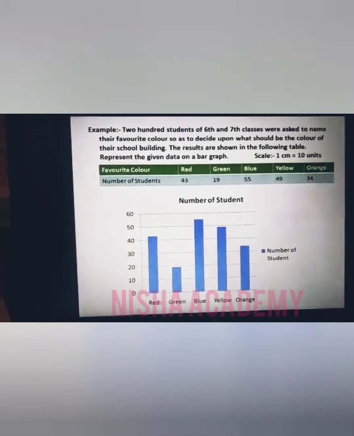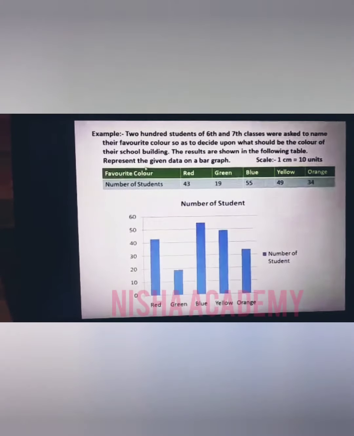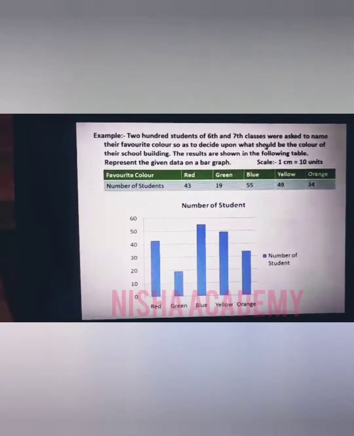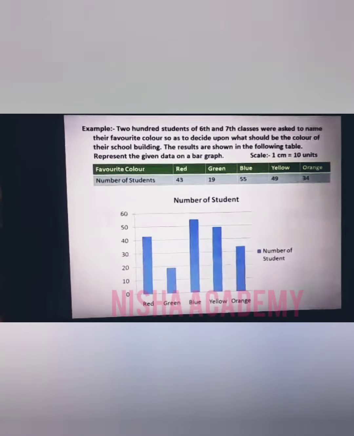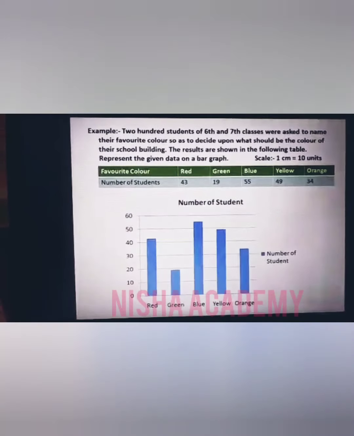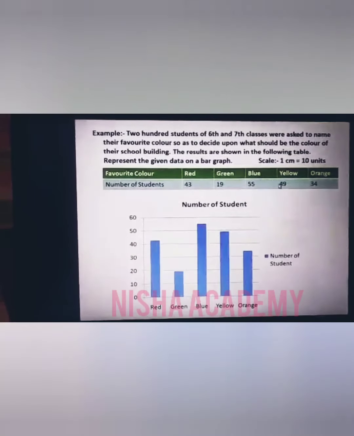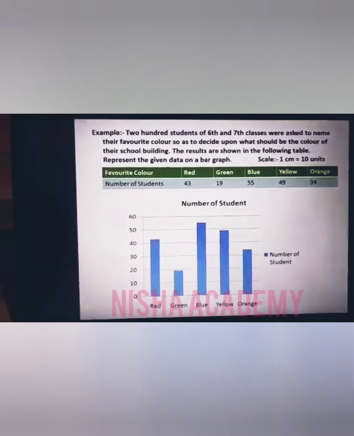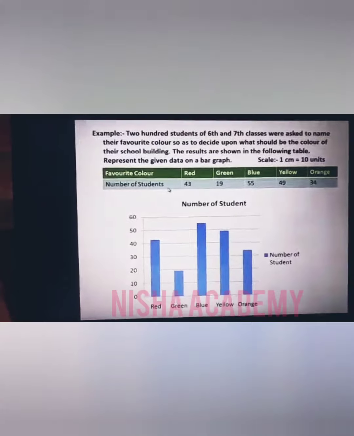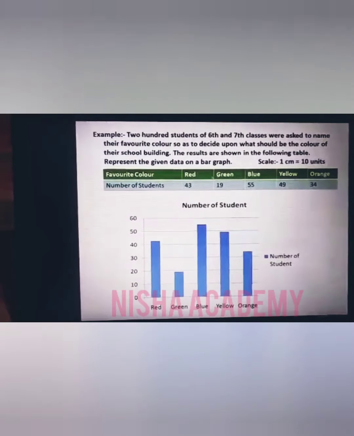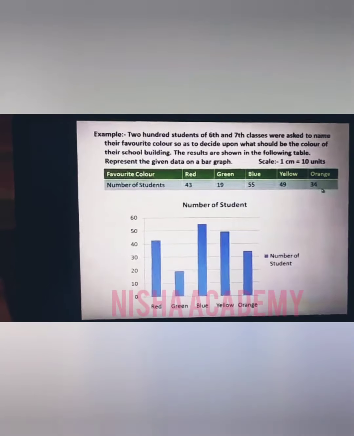See, here is an example. 200 students of 6th and 7th classes were asked to name their favorite color so as to decide what should be the color of their school building. So there was a data collection survey. Now the data was collected and represented this way in tabular form. Favorite colors were red, green, blue, yellow and orange, and the number of students who liked red were 43, green 19, blue 55, yellow 49 and orange 34.